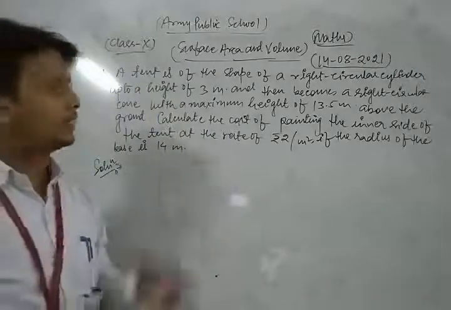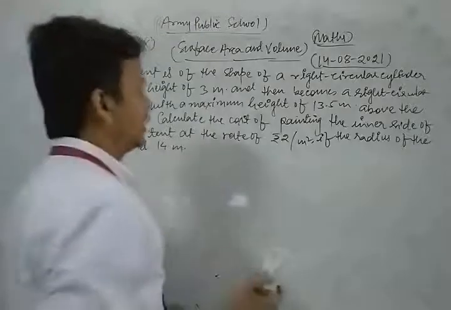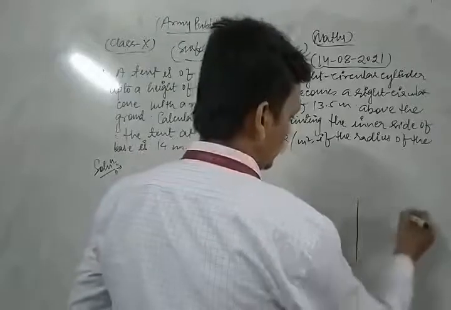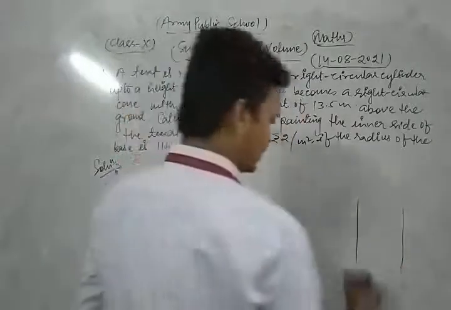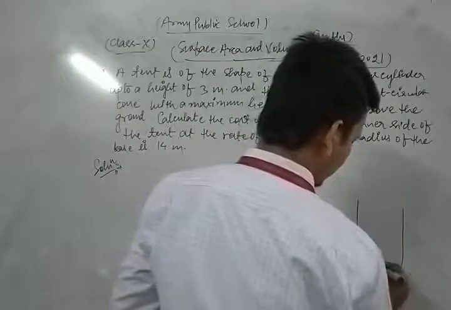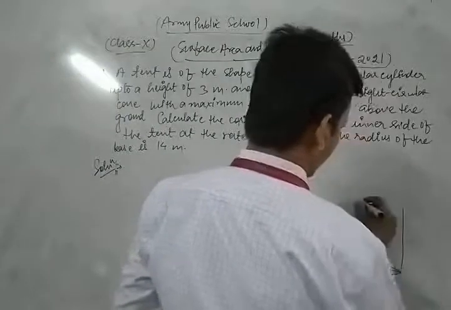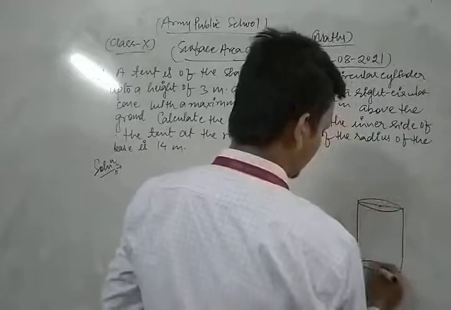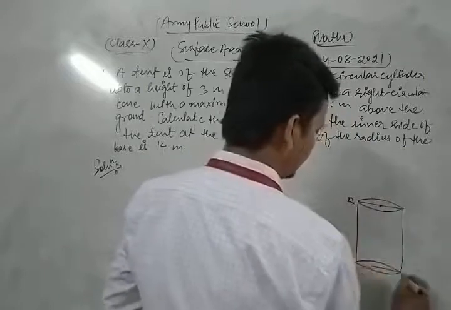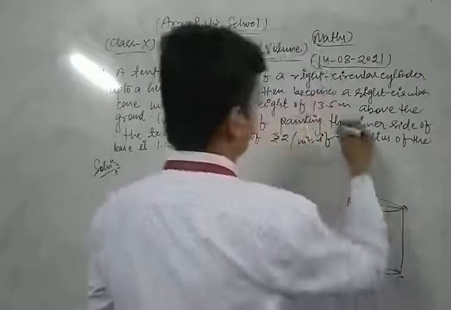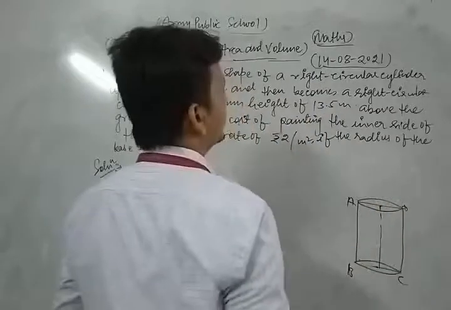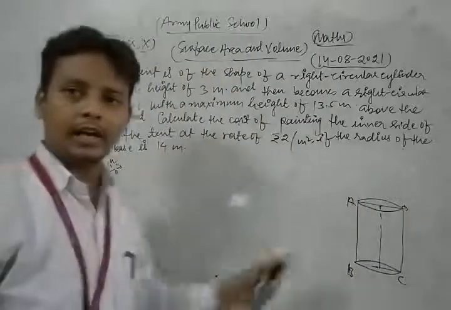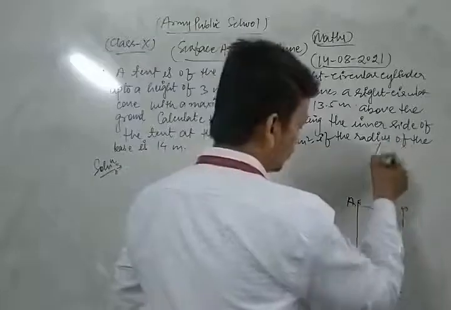height 3 meter. Okay, so let's see. The tent is in the shape of a right circular cylinder. So first of all, we draw a right circular cylinder. This is the shape of the cylinder. Suppose that ABCD is a right circular cylinder up to height, its height being 3 meter, and then it becomes a right circular cone above it, dear friends, in this way.